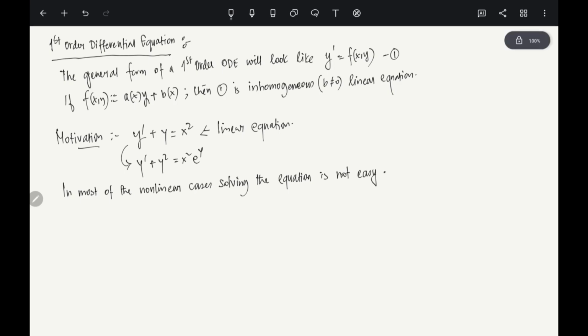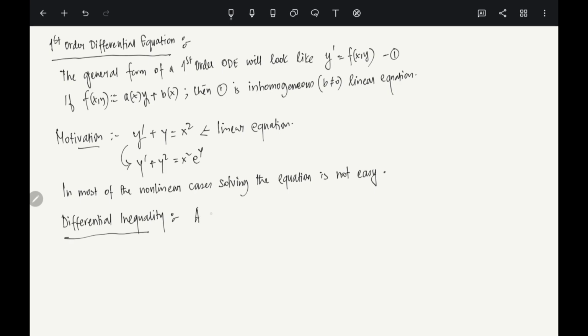So in those kinds of cases, we try to find whatever information we can get about a solution. To do that, we look at something called a differential inequality. So what is this differential inequality?